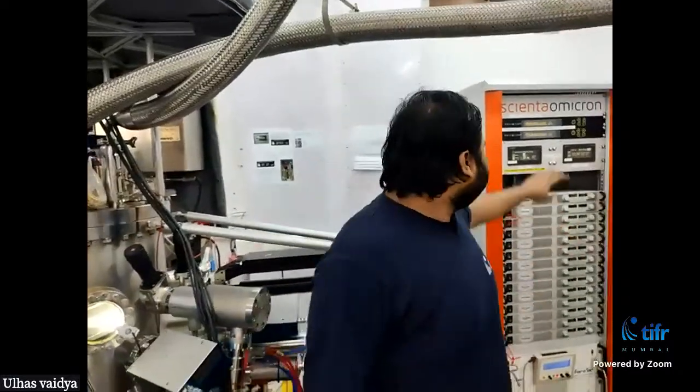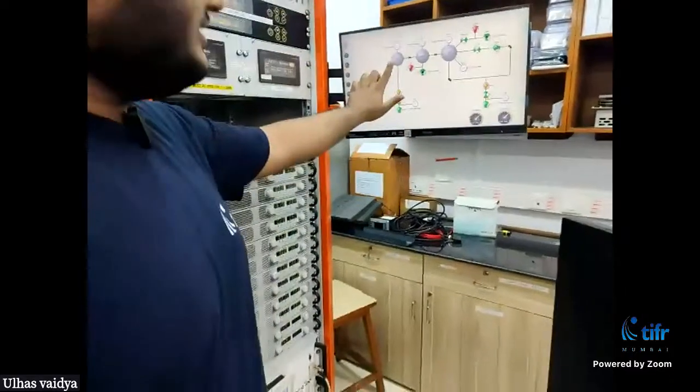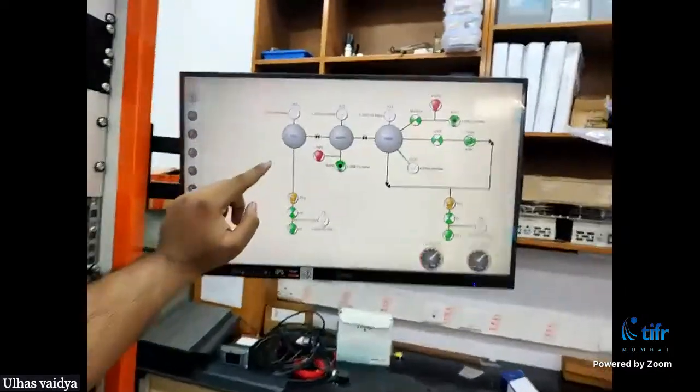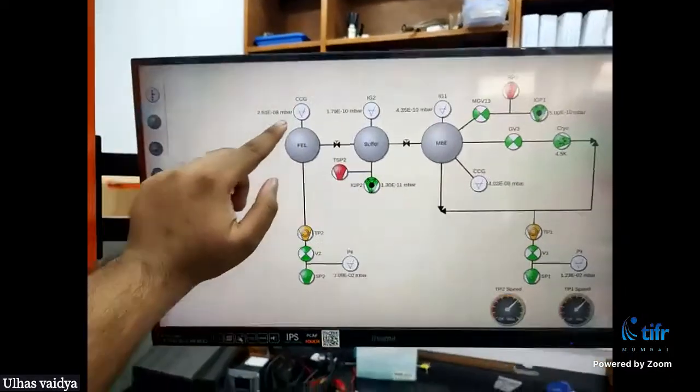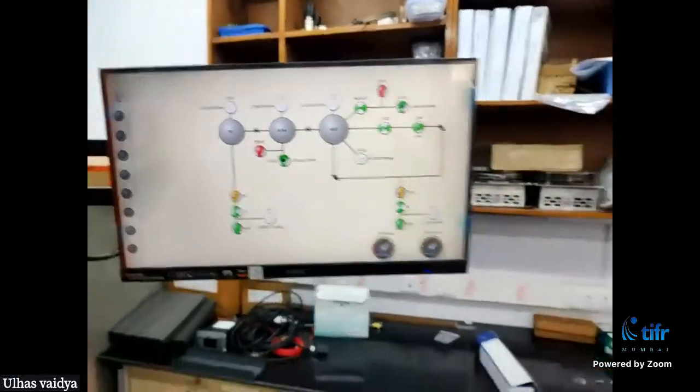As you can see, right now, this is our FEL chamber, and the pressure is 2.5 times 10 to the power minus 8 millibar, which is a really good pressure, but it is very easy to reach. Within hours, we can reach this pressure from atmospheric pressure.